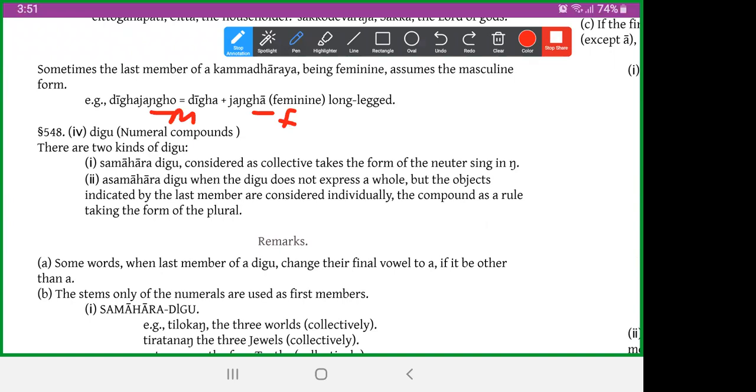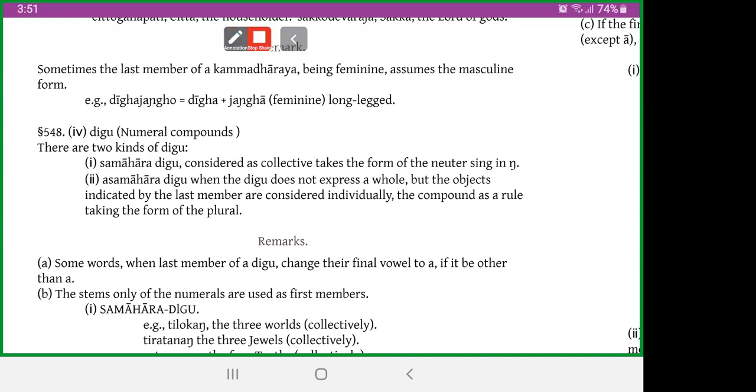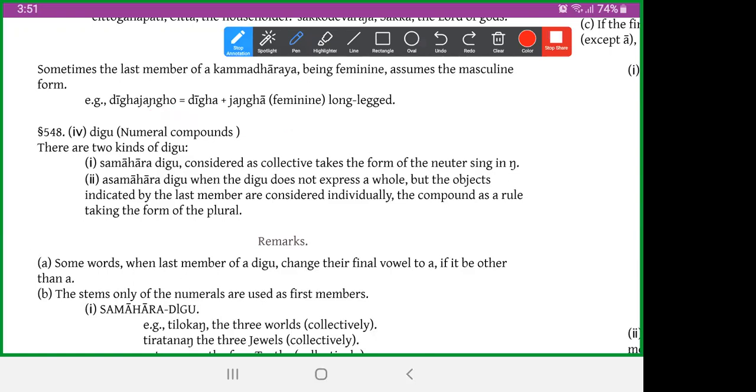All right. Okay. I think now we have finished this section on the Kammadharaya. Right. So just remember Kammadharaya is something like an adjective. We try to explain about adjectives. Now, next one, now we still have time. We go for Digu. Digu is a numeral compound.